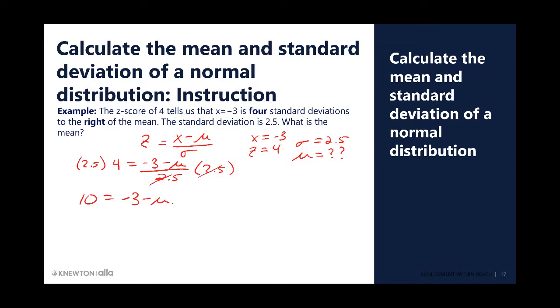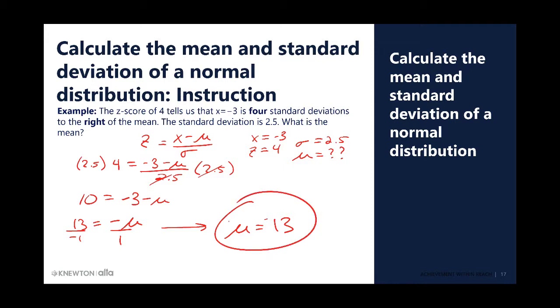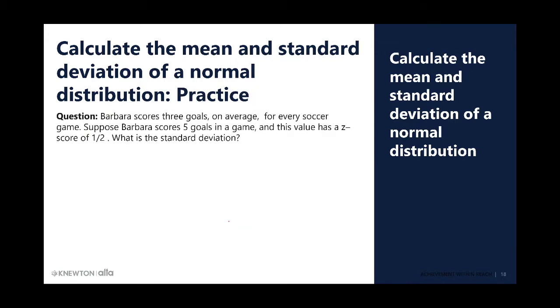And now I'm going to add 3 to both sides. So 13 is equal to a negative mu. And then lastly, divide through by a negative 1. That means that our mean is equal to negative 13. Okay, so we just use our formula and solve for the missing information. Have one more example? I believe we do.